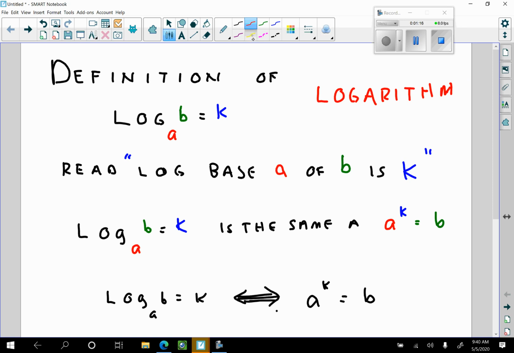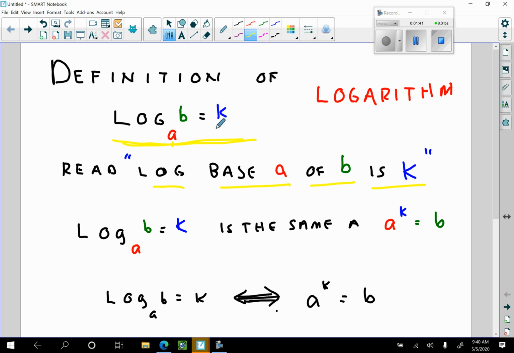The first thing we need to do is, how do I read this? What's the appropriate way to read this? Let's have a little grammar lesson, a little reading lesson. Well, you read this statement right here: log base A of B is K. So the log base A of B is K.